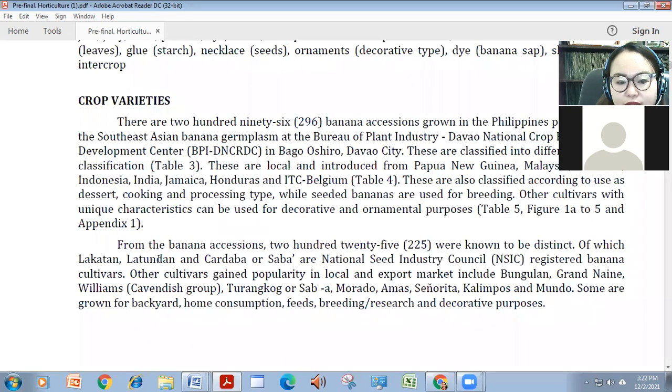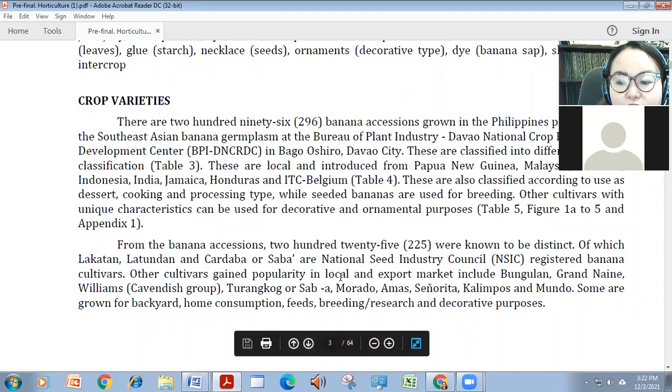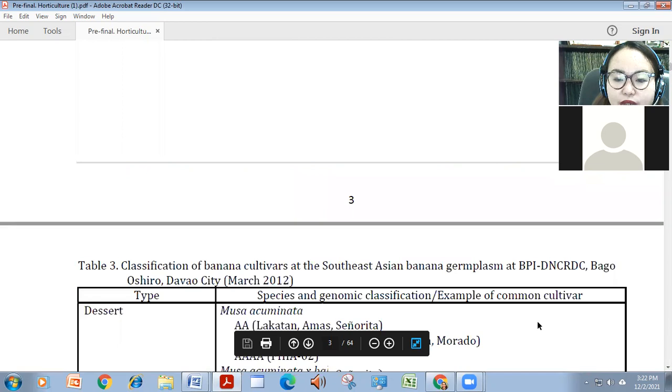We have Lakatan, Latundan, Cardaba, Saba, no. These are under NSIC or National Seed Industry Council registered. And we also have very popular for local and export, yung Bungulan, Grand Nain, and William. These are the Cavendish group, or also Turangkog or Saba, Morado, Ama, Señorita, Halimpus, and Mundo. So these are grown as backyard for consumption, for feeds, for breeding research, and decorative purpose.